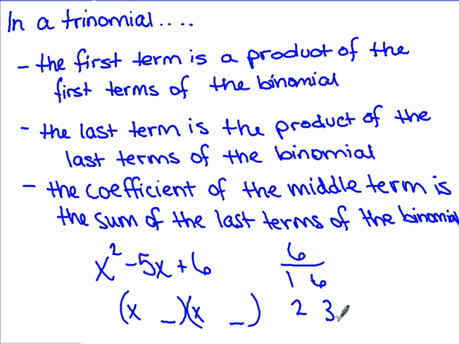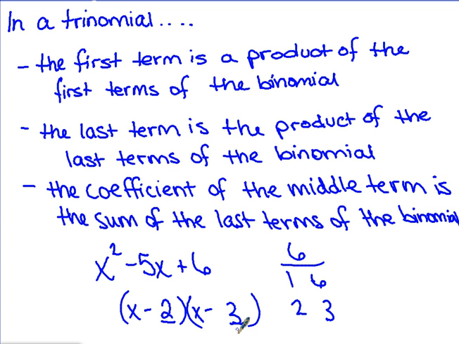What is going to happen is we're going to determine which pair we use by what sign is in our binomial. When the last sign is positive and the middle sign is negative, both signs are negative. So what two numbers can I have that they're both negative and they multiply to give me 6 and add to give me 5? That would be 2 and 3. Negative 2 times negative 3 is positive 6. Negative 2 plus negative 3 is negative 5. So we factored our trinomial down to two binomials. That's what we're doing in this lesson.